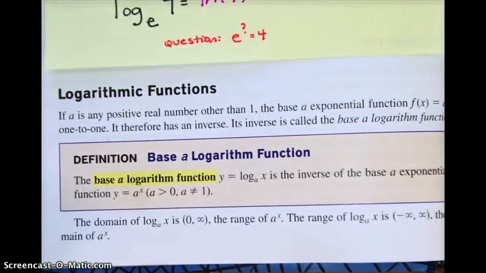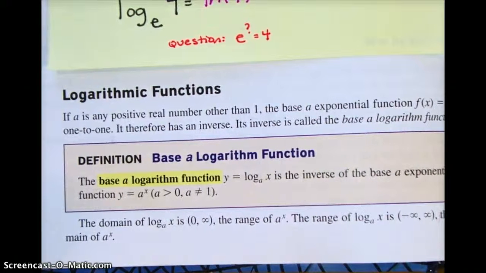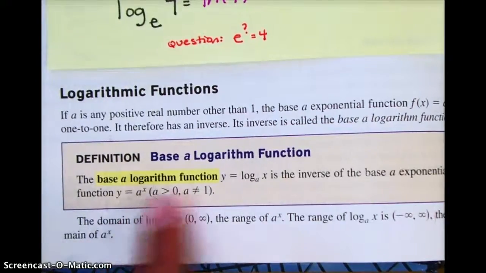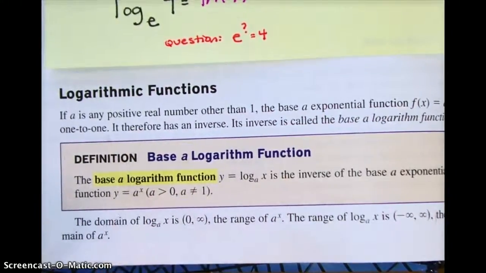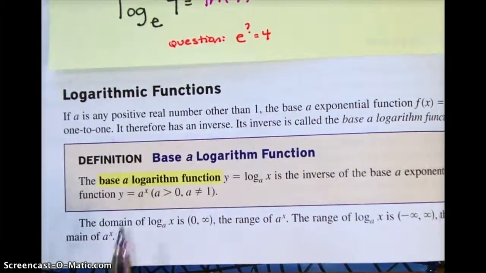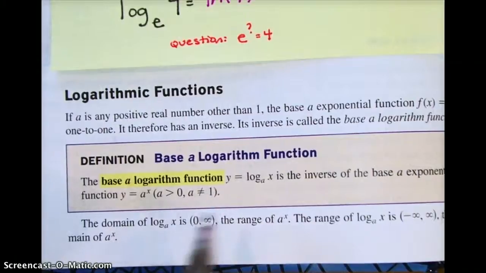By definition, the base a logarithm function, y equals log base a of x, is the inverse of the base a exponential function, y equals a to the x. These are inverse functions. Now, in this exponential function, we expect that a is only a positive number, and in fact, it can't equal 1.